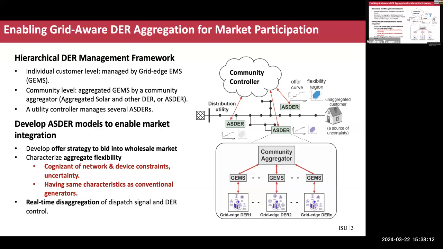So that's the second problem of characterizing this aggregate flexibility of aggregated DRs. And the third part is, once we submit those characterizations of these aggregated DRs, we receive the dispatch signal. How do we disaggregate them? How do we do real-time control to realize those dispatch signals in the most economic way? So those are the 3 problems that we're trying to address in this whole scheme of the DER integration problem. In this talk, I'm going to focus on the first 2 parts of this problem.